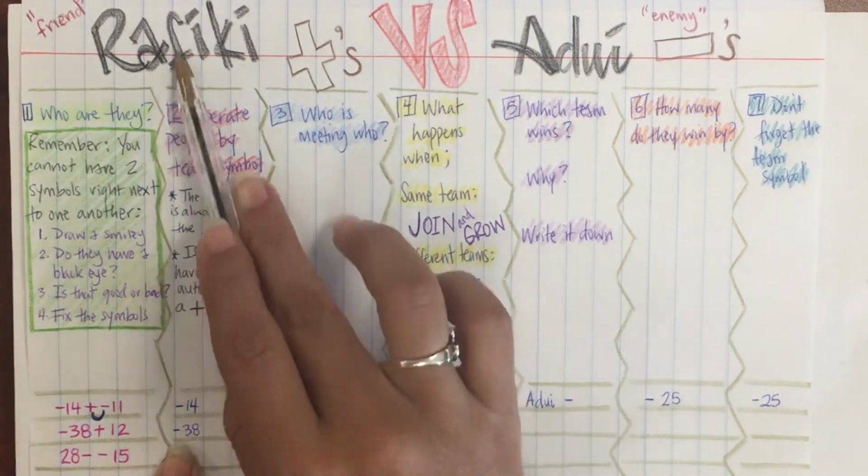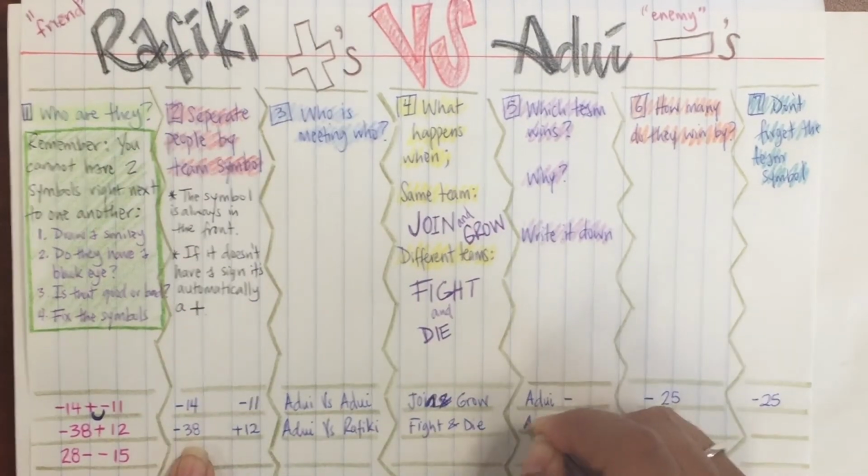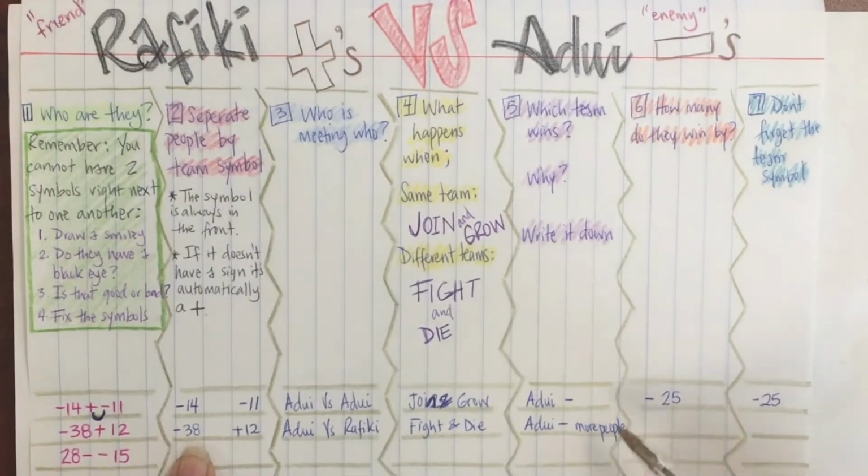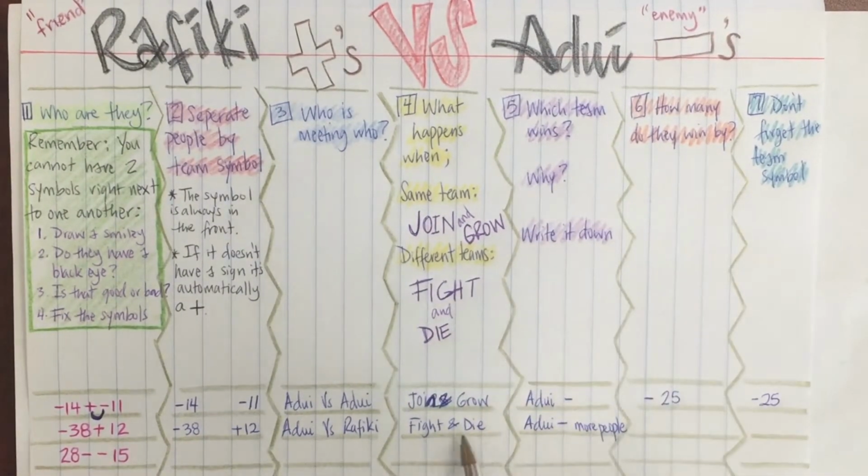Why? Because they have more people. They got 38 people. Rafiki only has 12. So, obviously, Adui is going to win. And why is it that they win? They've got more people.